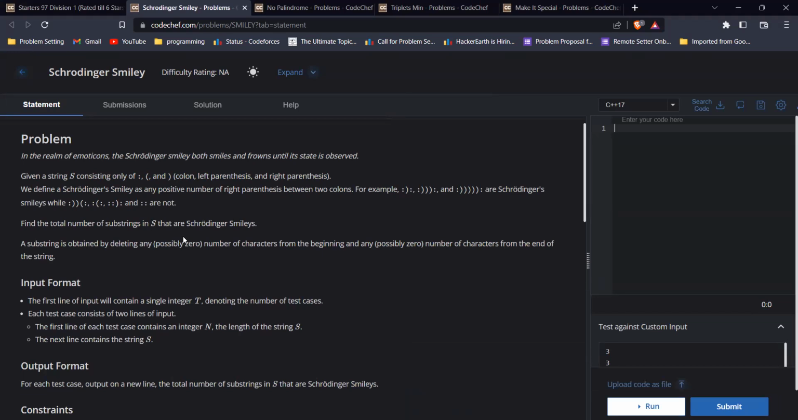Okay, so we're going to start with this problem. This is the first problem of today's Division 2. In this problem, we are given a string S, and if one or more, some positive number of right parentheses appear between two colons, we say that it's a smiley. So we have to finally count the number of Schrodinger smileys in the string S, which occur as a substring.